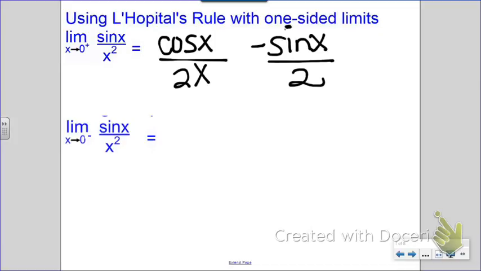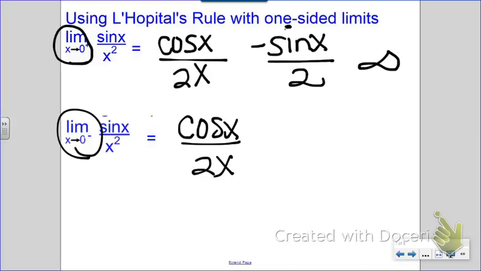Limit as x approaches 0, notice it's from the right. So if we plug in a 0 here, we know that the sine at 0, going back to our rules, is going to give an answer of infinity. And you can check this graphically on your calculator as well. Same thing here. X approaches 0 from the left is going to equal negative infinity.